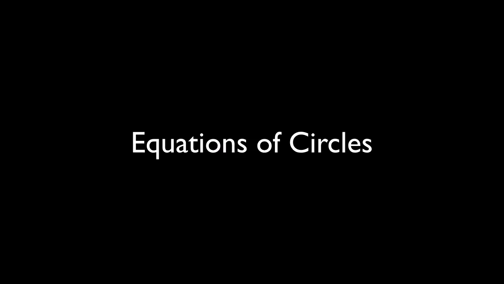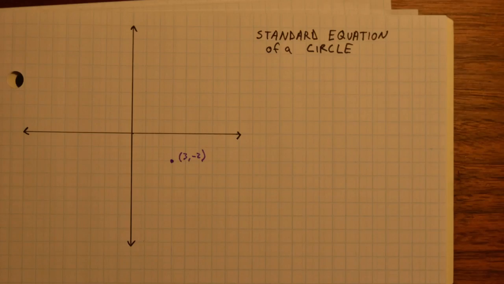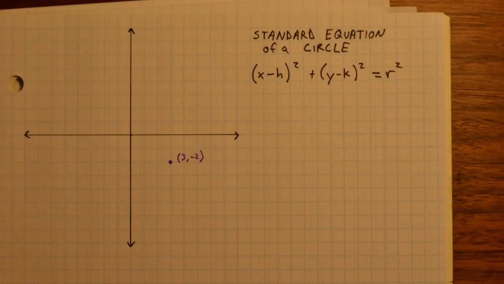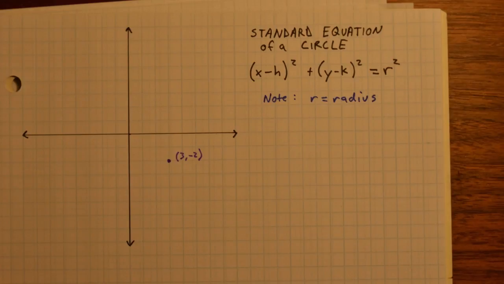Next, we're going to move to 10.8, and 10.8 is all about the equations of circles. So the standard equation of a circle, just like we have the standard form of a line, is (x minus h) squared plus (y minus k) squared is equal to r squared. Note that r represents the radius of the circle, and (h, k) represents the coordinates of the center point.